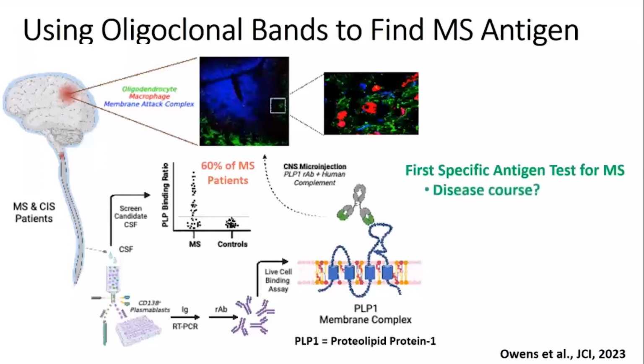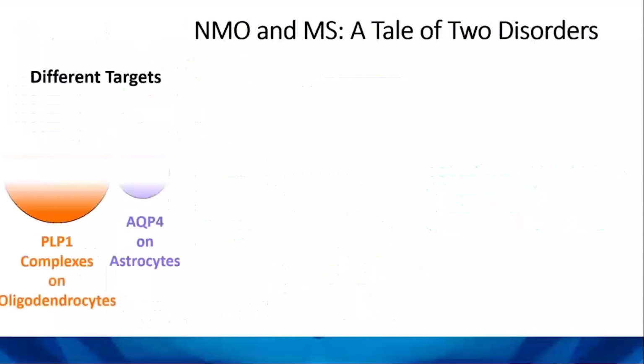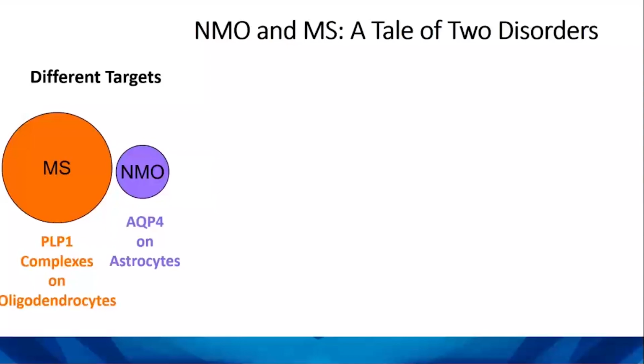And so what can we do now? We can look at who has what antibody, what sort of disease course they have, how they respond to therapy, and whether we can introduce tolerance to this and stop the disease. So we have a tale of two disorders with different targets: at least aquaporin 4 on astrocytes in NMO, and now I'll tell you PLP1 complexes on oligodendrocytes in multiple sclerosis.